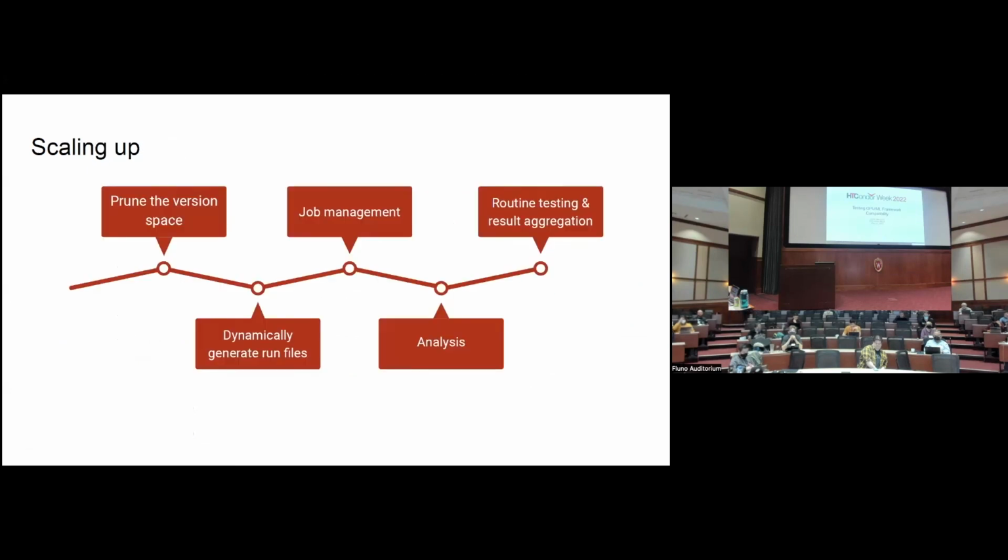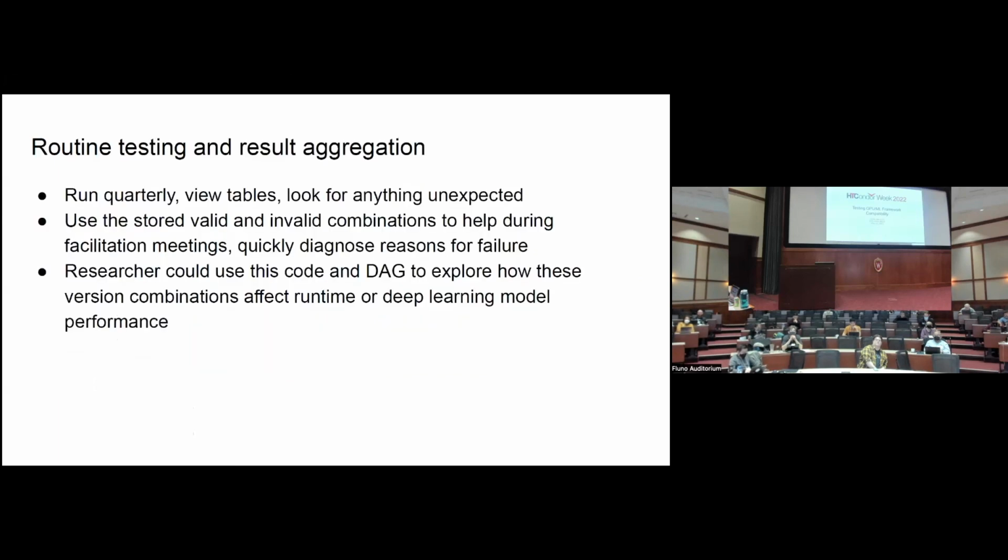So we have this tool and we need some way of routinely testing it without competing with researchers who are trying to use these resources also. And then we want to use the results of it to gain further insight about how the system is working. So what we're doing with it is running it quarterly, viewing the tables, and looking at anything that jumps out that might change or anything that's unexpected. This should give us some tools to debug the system if something suddenly crashed. Or if a researcher can't get their machine learning code to run, we might look at the particular versions they're attempting to run. And if it's in that table of invalid combinations, well, we can say, hey, that's at least the start of your problem.